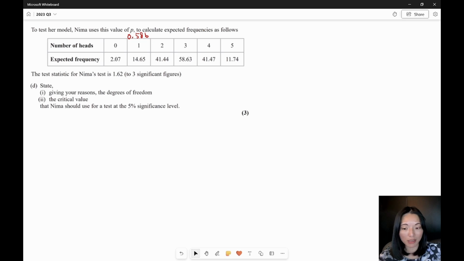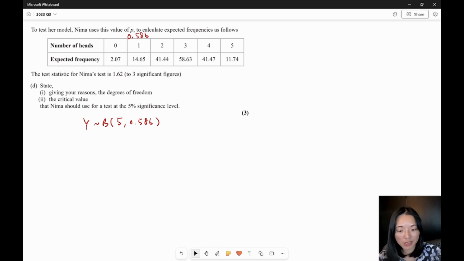First of all, let's take a look at the table. It's given us the expected frequency, but we can actually test whether we got the right result in our previous part. Let's call it Y. Y follows this binomial distribution with parameters 5 and p being 0.586. Let's work out the expected frequency.